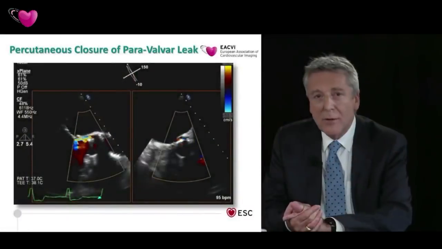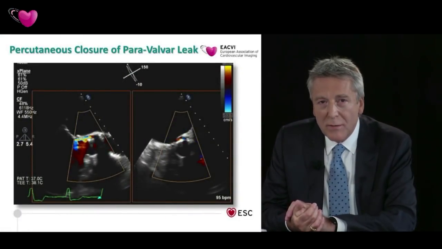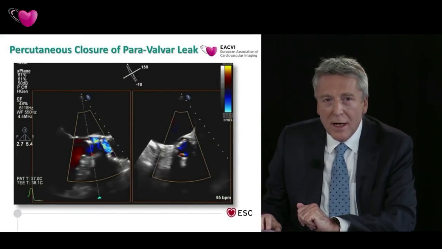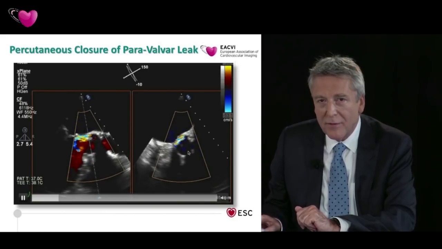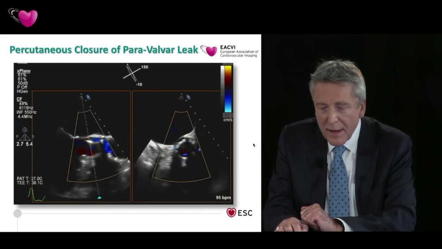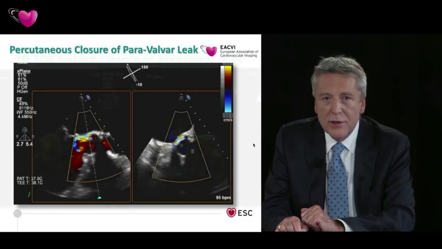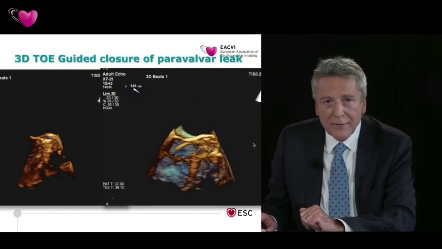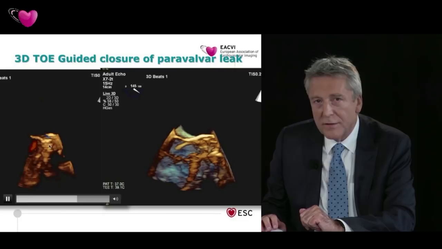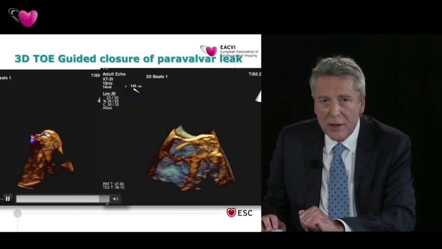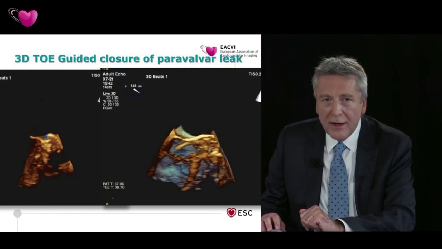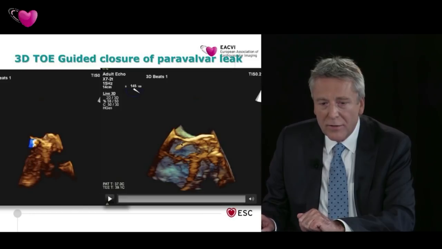So this is the TOE image I got a couple of weeks later when we were doing the percutaneous closure. You can see there's still significant paravalvular regurgitation. And so just a couple of images during the procedure. On the left-hand side, this procedure, as I should say, was 3D TOE guided. So here's the 3D color of the paravalvular leak, and now we've got the guiding catheter through it.